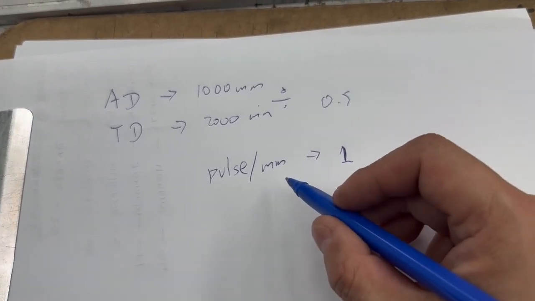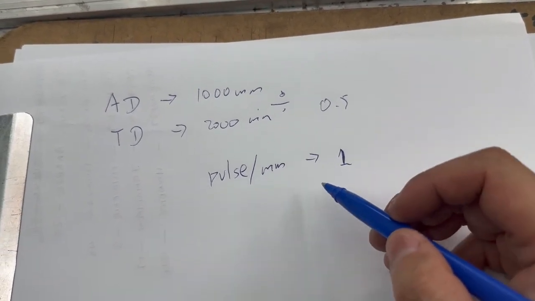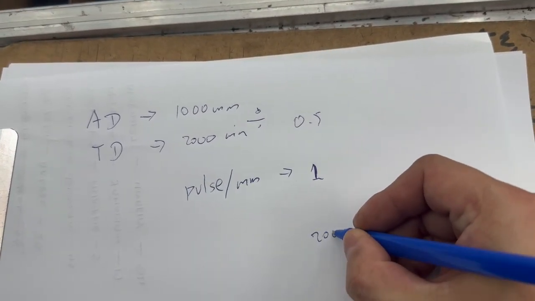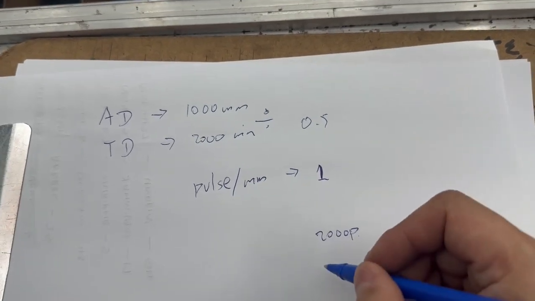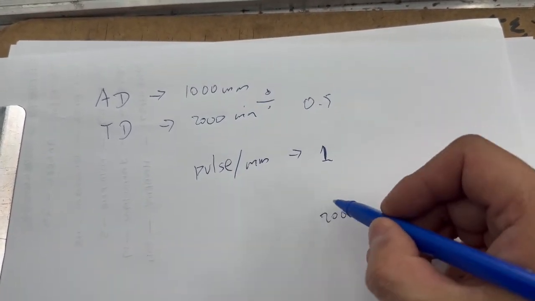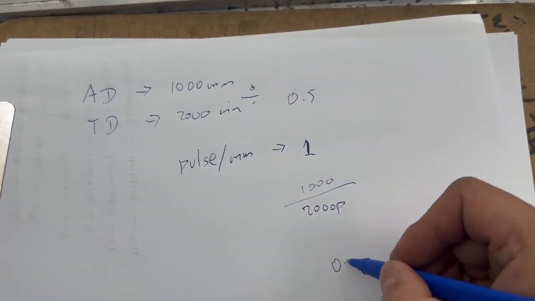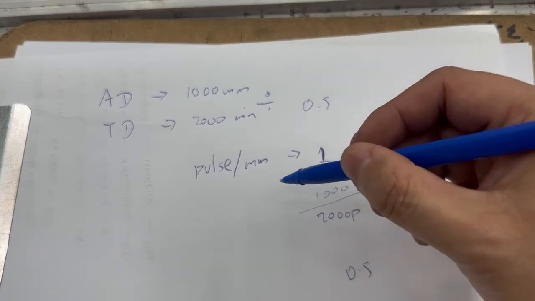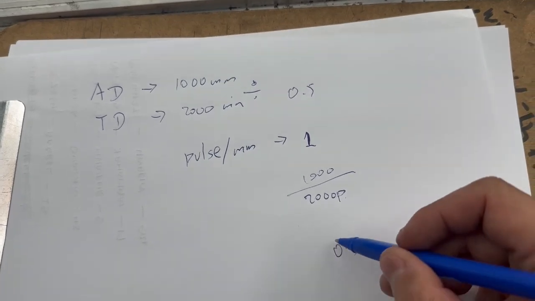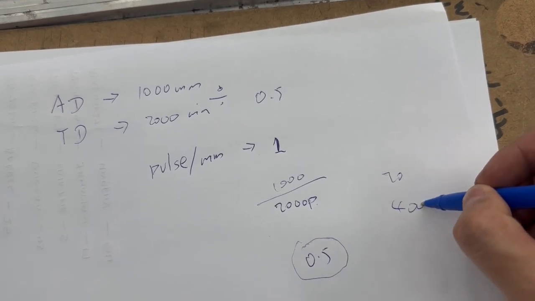Okay. So now, if the system thinks 1 millimeter needs 1 pulse, it went to 2,000 millimeter, right? So it's sending 2,000 pulse. The system sent 2,000 pulse. When the system sent 2,000 pulse, the result is what? It's only 1,000. So actually, each millimeter per pulse is 0.5. Because the system thinks it's 1, that's why it sends fewer pulses.